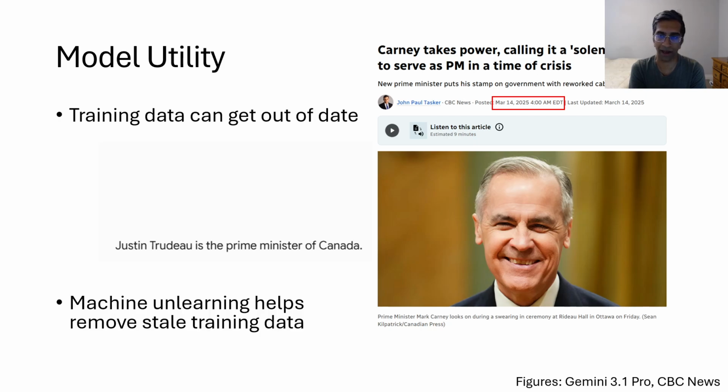It's a little bit stylized, but there are many cases where training data may be out of date due to, say, some sort of distribution shift. And we might want to downweight such examples and put more emphasis on newer training examples. Machine unlearning can be one approach to that, which can help remove stale training data.